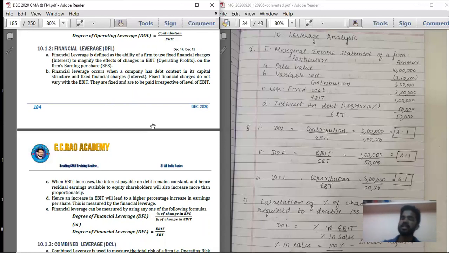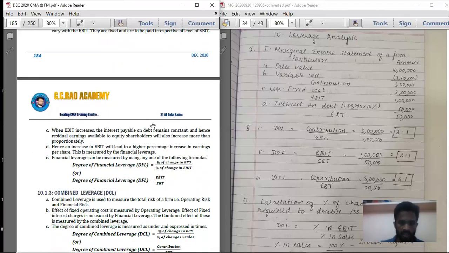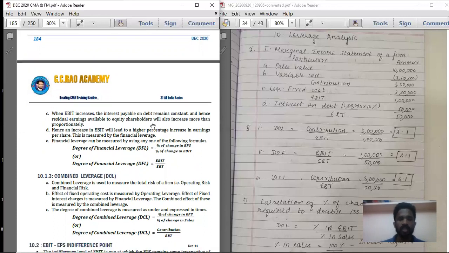That is percentage of change in EPS divided by percentage of change in EBIT. As simple as that. For operating leverage, percentage of change in EBIT divided by percentage of change in sales. Whereas for financial leverage, percentage of change in EPS divided by percentage of change in EBIT. That's all. And one more formula is EBIT divided by EBT. We have done this in the interest coverage ratio itself.